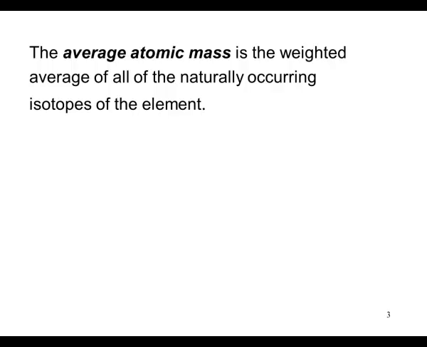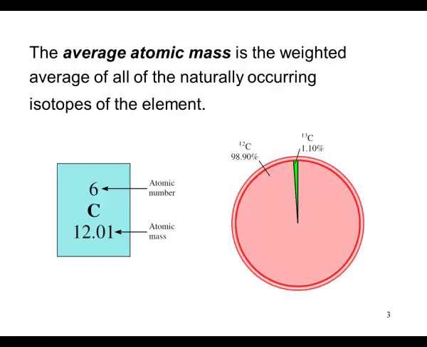The average atomic mass is the weighted average of all of the naturally occurring isotopes of the element. In this example, we see carbon-12 has an abundance of 98.90%. Carbon-13 has an abundance of 1.10%. If we calculate the average atomic mass for carbon, it's 12.01.